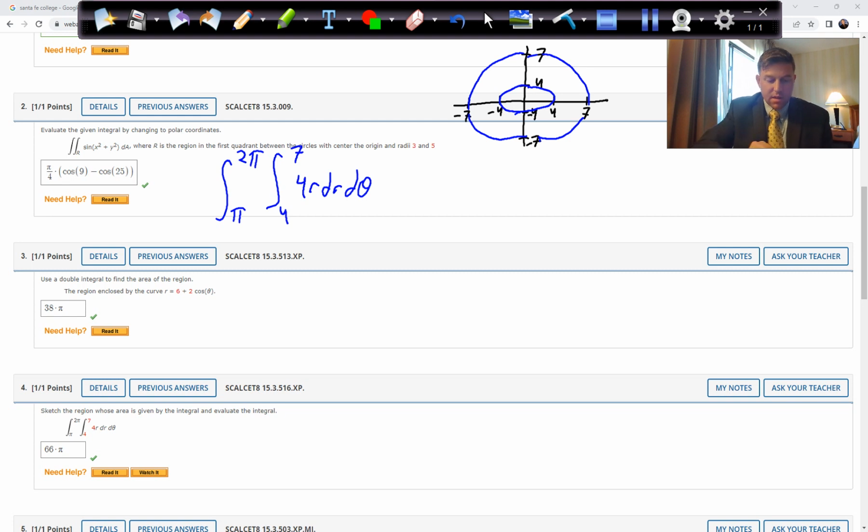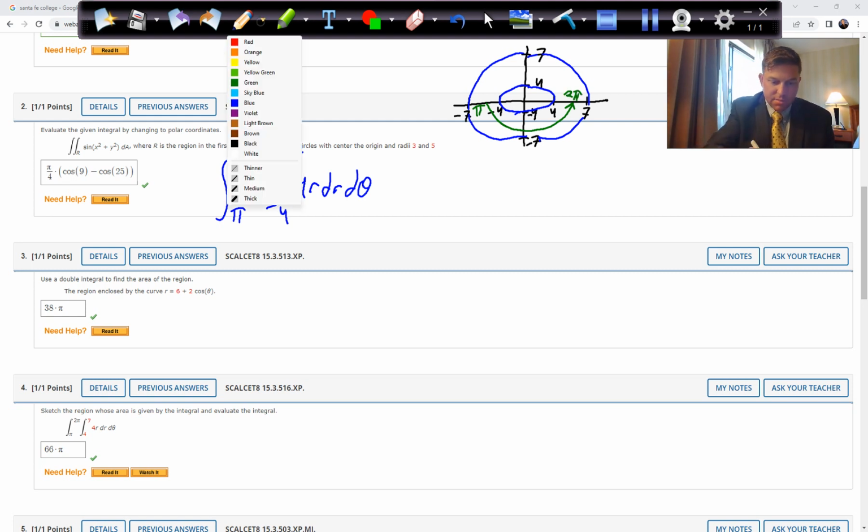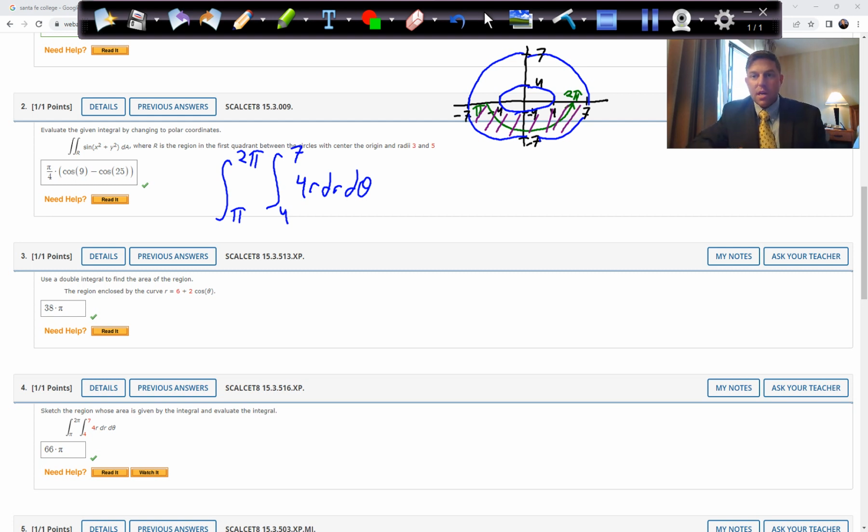Now, theta goes from pi to 2 pi. So theta is going to start over here at pi and go to 2 pi. So the region is only this bottom half. So the region is in between these two circles in the lower hemisphere of the particular grid or map. Okay, so that's sketching it.